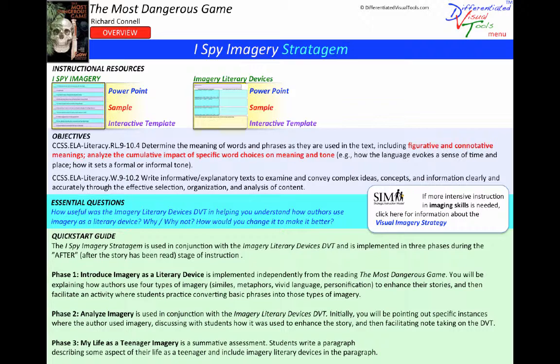The core standards addressed in this stratagem is determine the meanings of words and phrases as they're used in text, including figurative and connotative meanings. Analyze the cumulative impact of specific word choices on the meaning and tone. Likewise, we're also addressing the writing standard, write informative and explanatory text to examine and convey complex ideas.